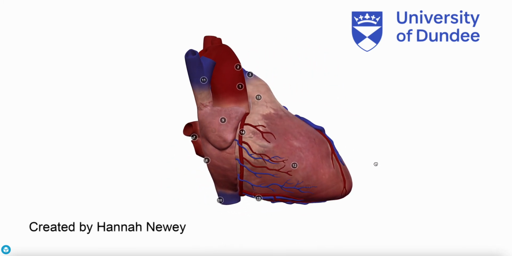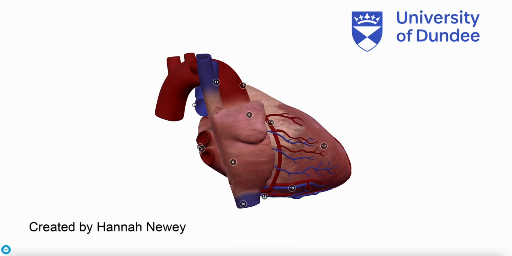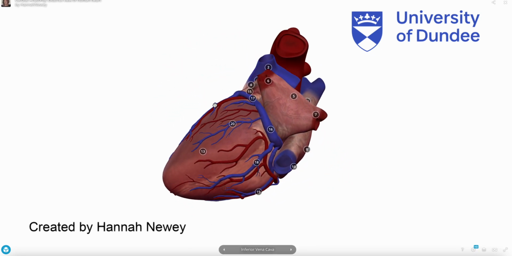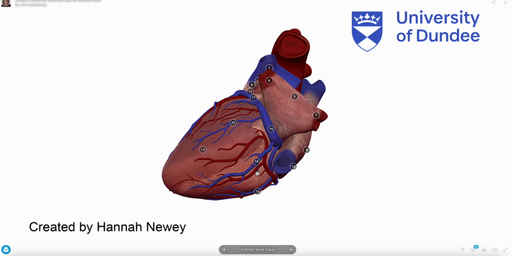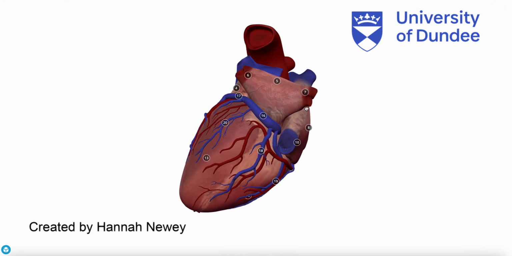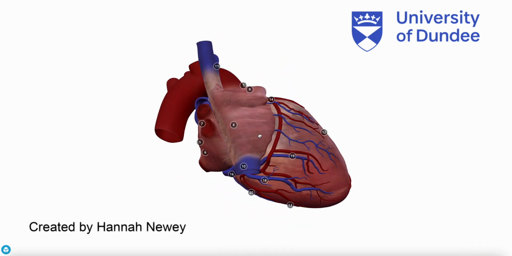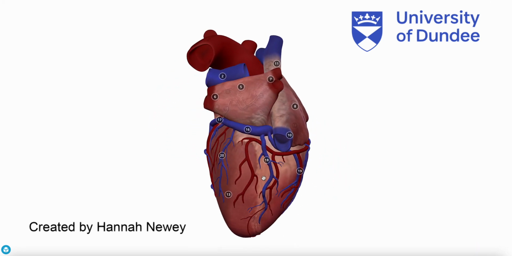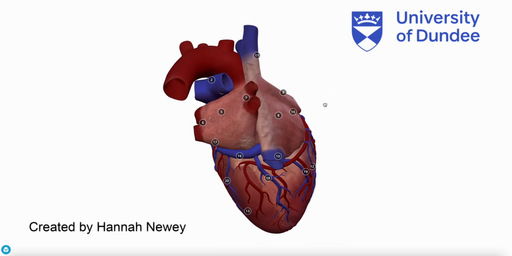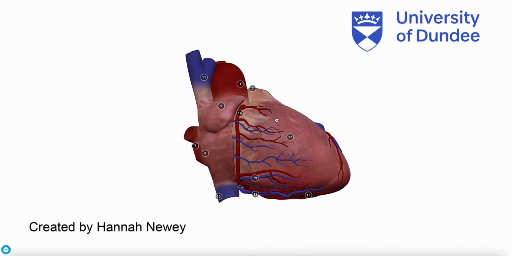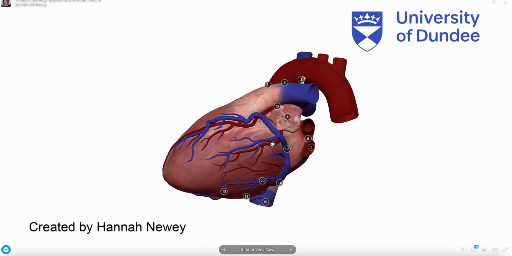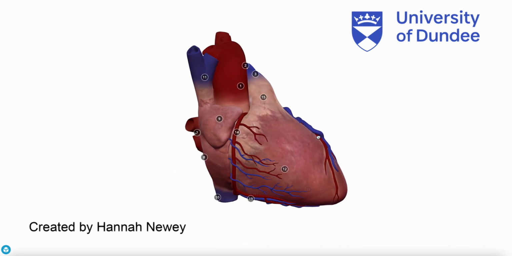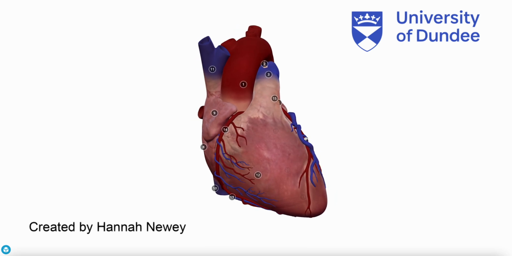Now, coronary dominance pertains to which artery gives rise to the posterior interventricular artery, and in 80% of patients, the coronary circulation is right dominant, so the posterior interventricular artery arises from the right coronary artery. And in the remainder of patients, it's either left dominant, arising from the circumflex coronary artery, or co-dominant.